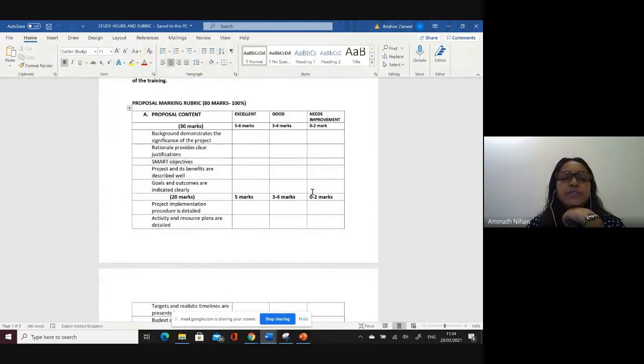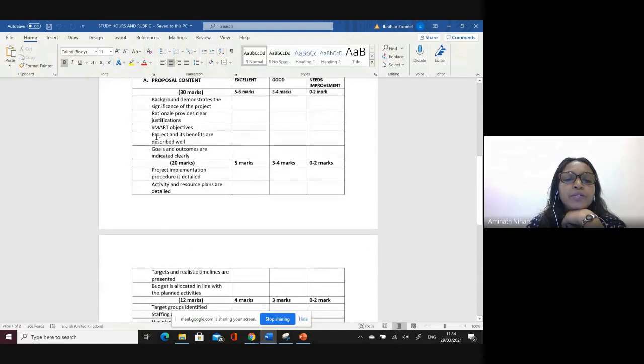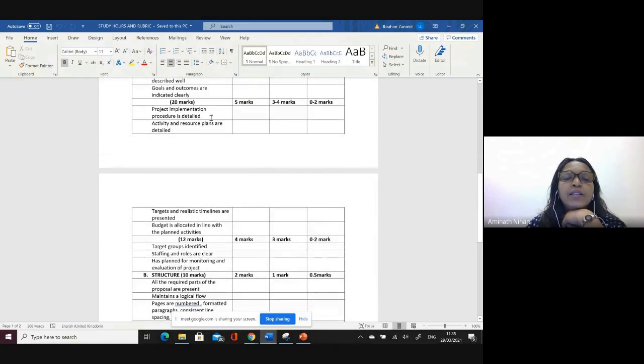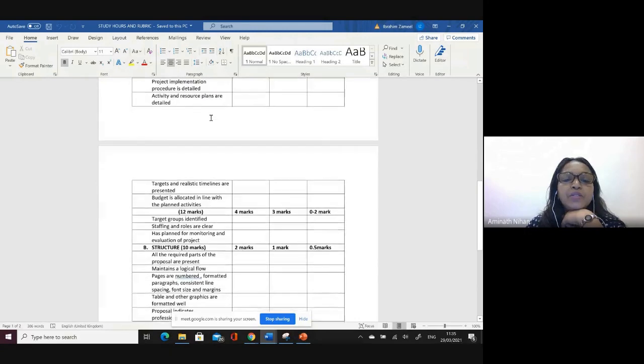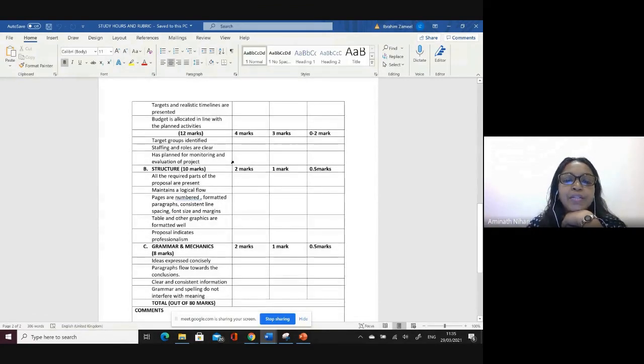When you look at it, you will see how you will be marked and what things are being expected: from the background, what should be there, how the rationale should be, whether you were able to write SMART objectives, whether you have indicated the benefits to the target group well, whether you have written the goals and the outcomes clearly, right? And whether the activity plan and resource plans are detailed, whether you have indicated a realistic timeline in the Gantt chart and all that. Budget, right?